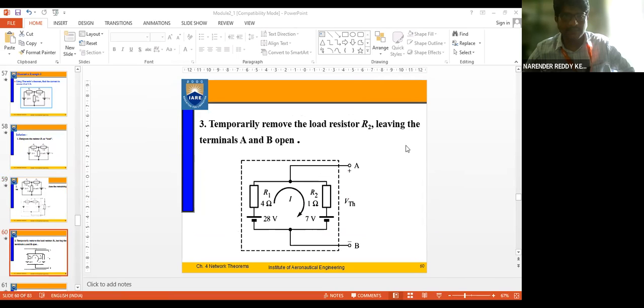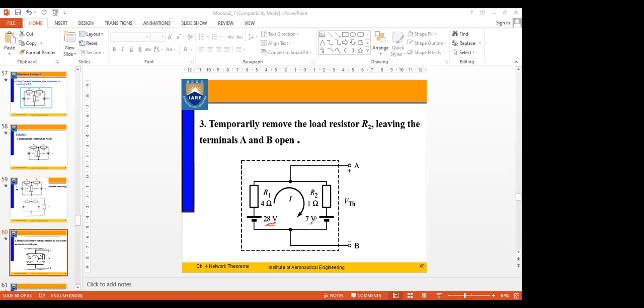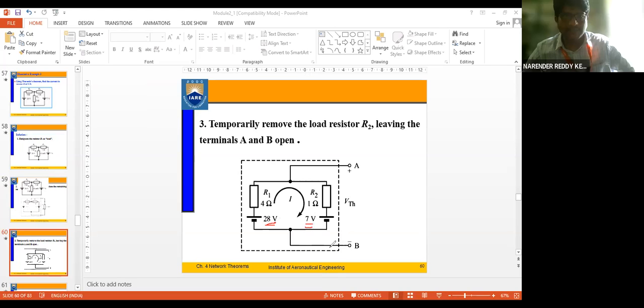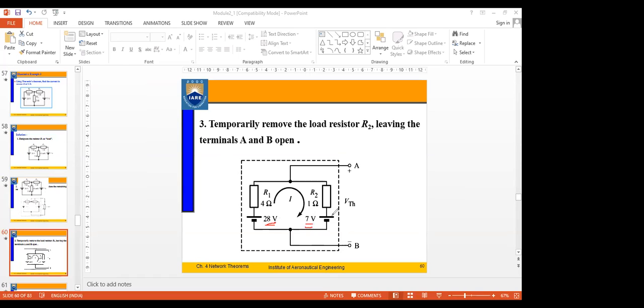Now we have to find the value across A and B. So how to find the value of VTH now? VAB, voltage across A and B. How many sources do you have here? Two sources. One is 28, another one is 7, right? So what is the resultant we are going to get? Are they in series aiding or in series opposing? We'll get 21 volts total source.